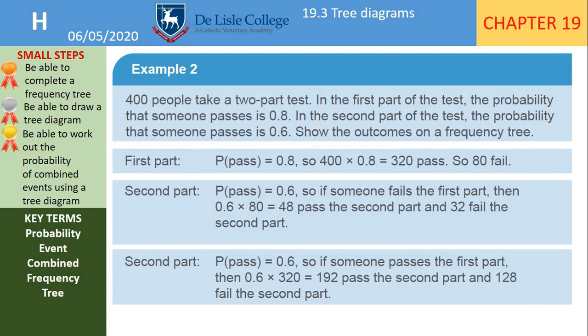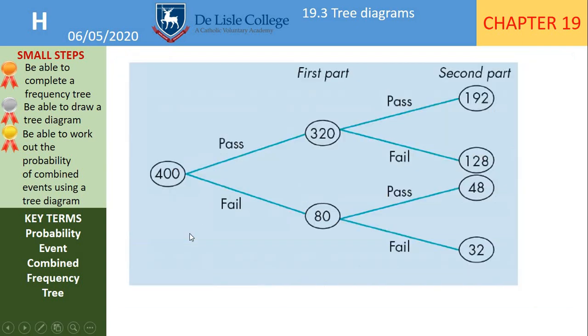Going back to the information, so on the second part then, if I go back to my tree diagram, so pass, fail, this is the first part, and this represents the second part. So the second part, we're going to have 2 options coming off each of the pass and fail, because somebody could have passed the first part and then either passed or failed the second part, or they could have failed the first part and either passed or failed the second part.